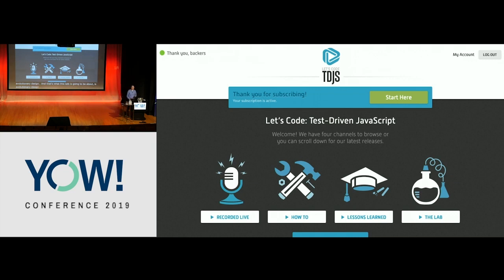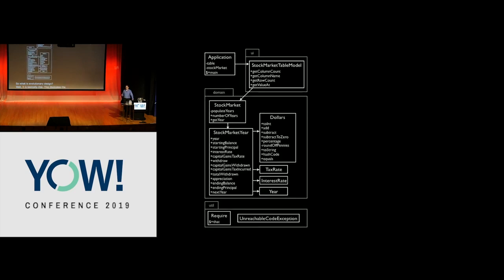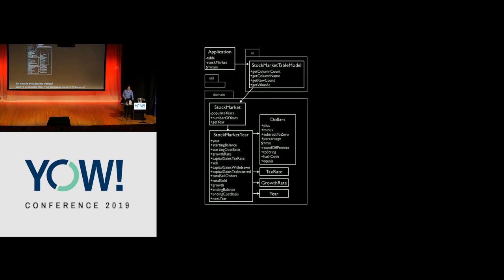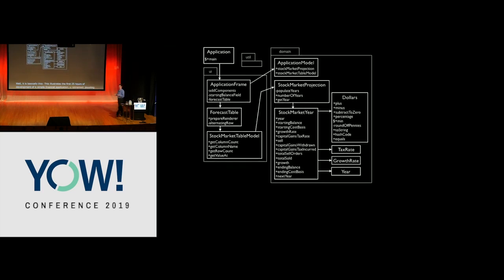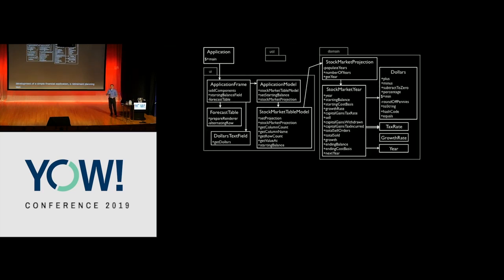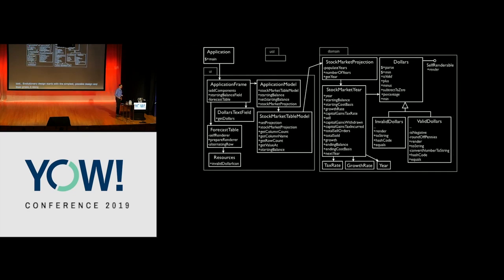So, what is evolutionary design? Well, it's basically this. This illustrates the first 25 hours of development of a simple financial application, a retirement planning tool. Evolutionary design starts with the simplest possible design and then grows it alongside the application's needs.